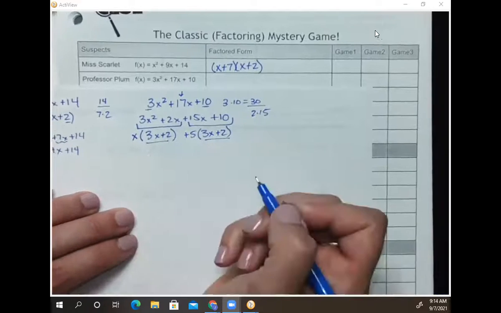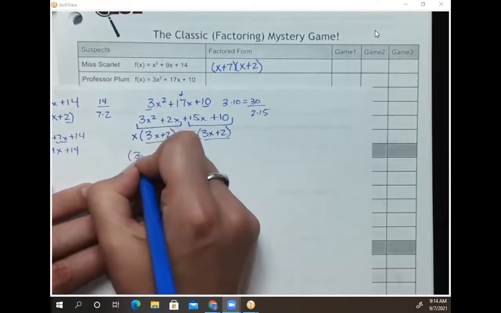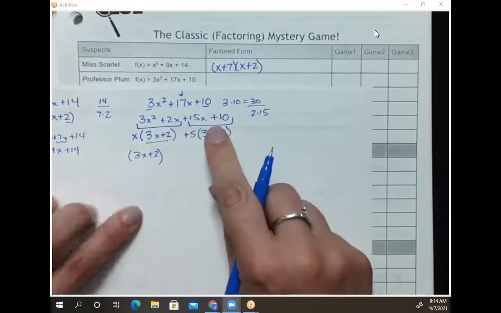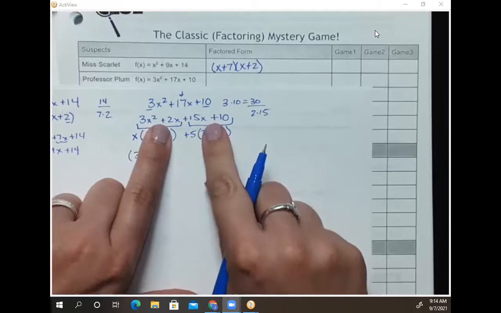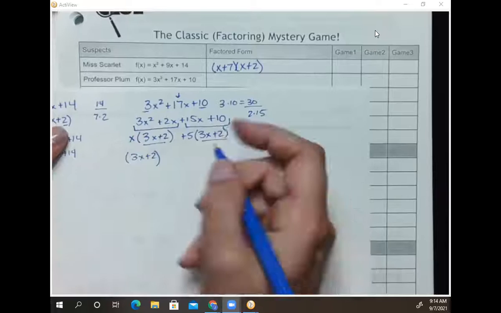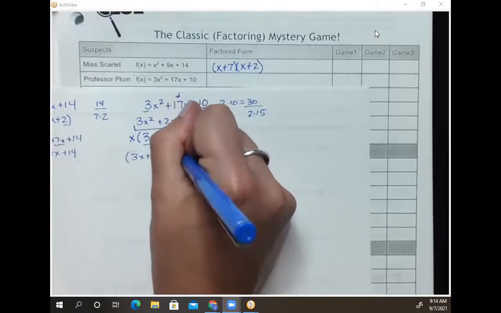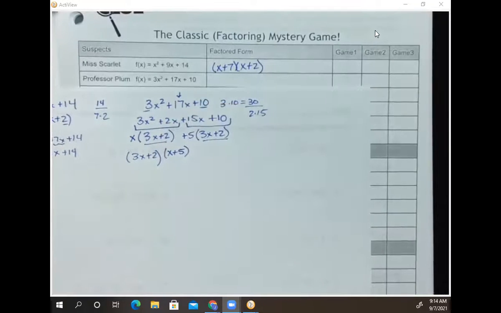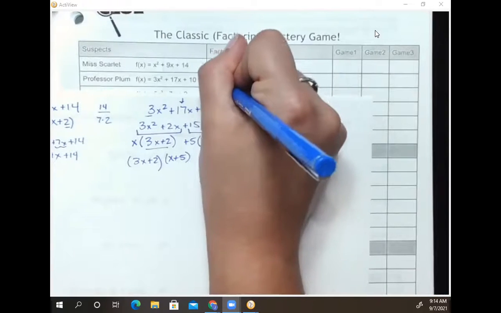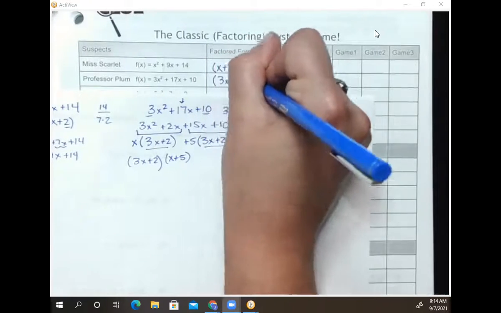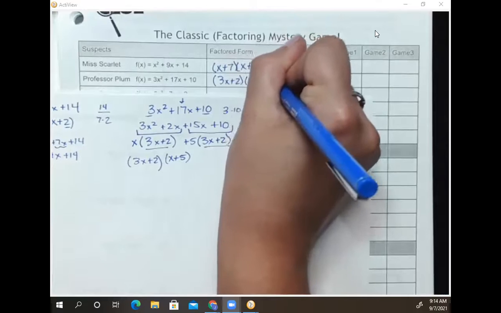So anyway, stuff in parentheses is the same. So that's my new GCF that I take out. And I'm left with X plus 5. Yeah. So my factored form here would be 3X plus 2 times X plus 5.